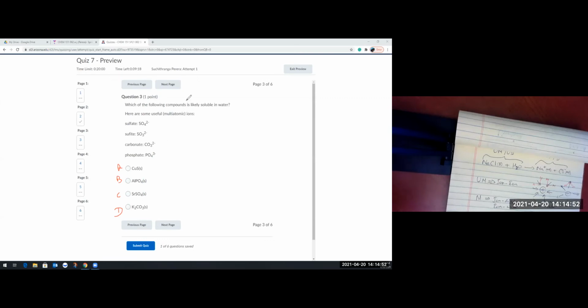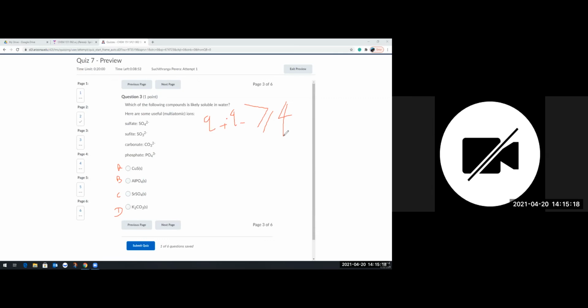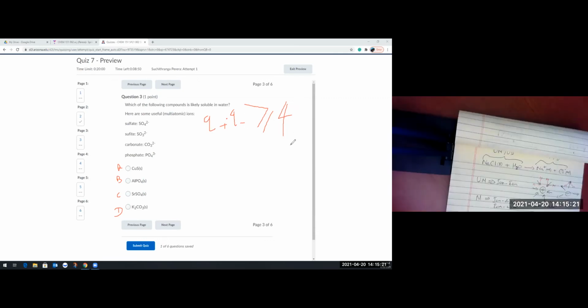Now, the question is, which compounds are likely soluble in water? To do this, we look at the charge product. That's the last thing we talked about the other day. If the charge product, that means the charge of the positive ion times the charge of the negative ion, is greater than or equal to 4, what can you tell me? Is it soluble or insoluble? Insoluble. If the charge product is greater than 4, it's going to be insoluble. In other words, if the charge product is less than 4, it's going to be soluble.